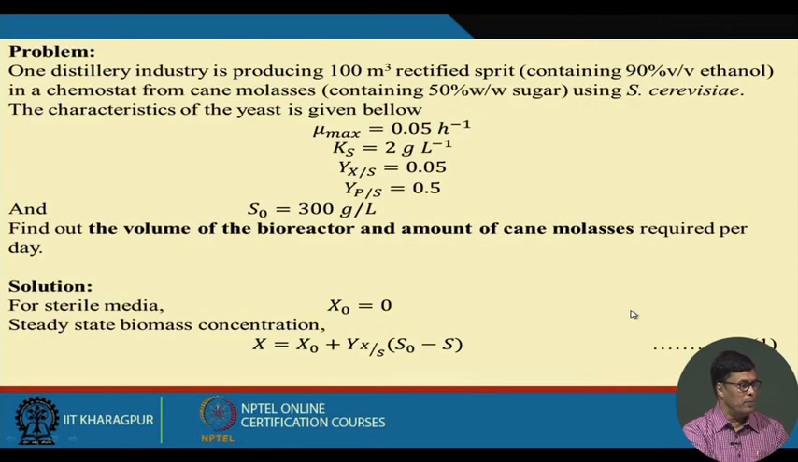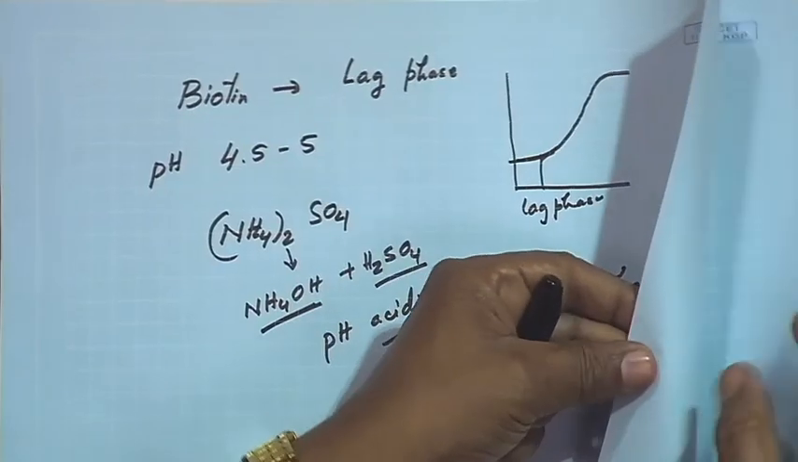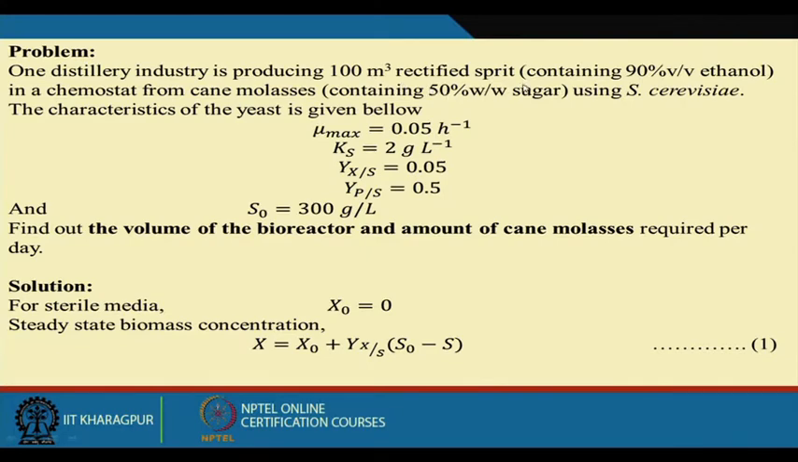Now, I want to discuss one problem with the distillery industry. This is a very interesting problem. Suppose one distillery industry is producing 100 cubic meter of rectified spirit containing 90% by volume of ethanol, in a chemostat from cane molasses containing 50% weight by weight sugar using Saccharomyces cerevisiae. The characteristics of the yeast cell are given here. Okay, this is under anaerobic condition.